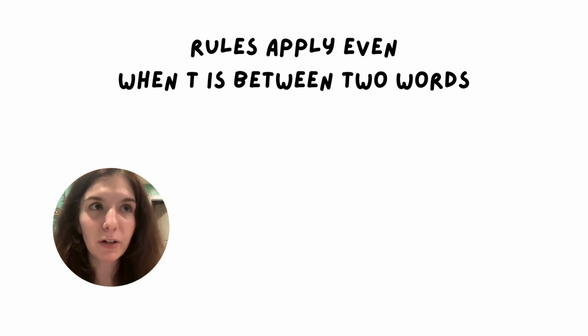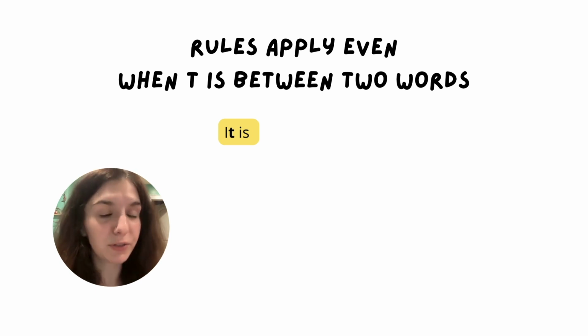These rules apply even when T is between 2 words. Naturally, a native speaker or any speaker of any language isn't going to stop between each and every word. It's a continuous flow. And because of this, these rules apply with T even when T is between 2 words. Let me show you what I mean. So here I have 2 words, it and is. But because this T is in between 2 vowel sounds, even though they're 2 separate words, I'm still going to pronounce this T as a fast D sound.